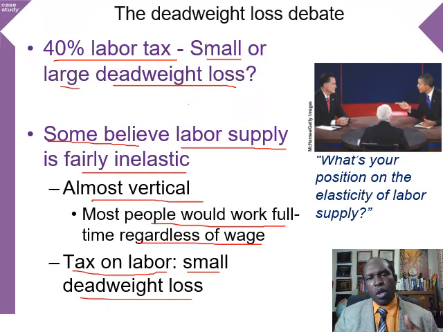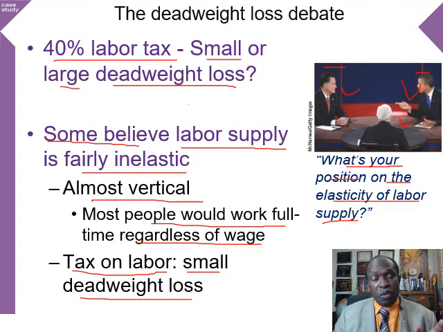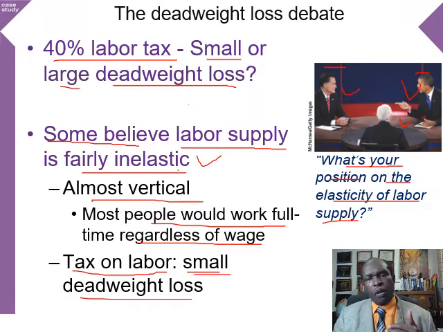Look at this photo, taken during a presidential debate in the U.S. This is candidate Barack Obama and candidate Mitt Romney. So the moderator of the debate asked, what's your position about the elasticity of labor supply? Because the elasticity of labor supply will determine how big or small the deadweight loss is. So if it's inelastic, like here, the deadweight loss will be small.